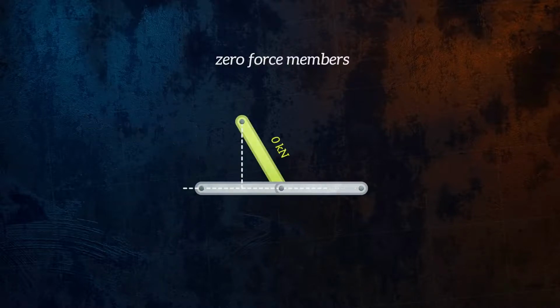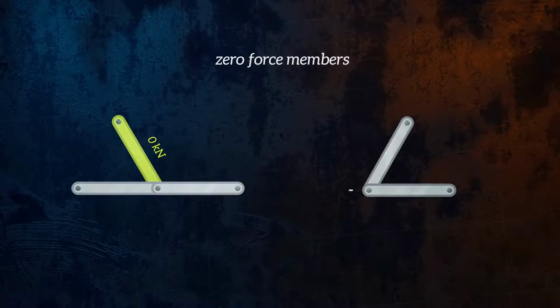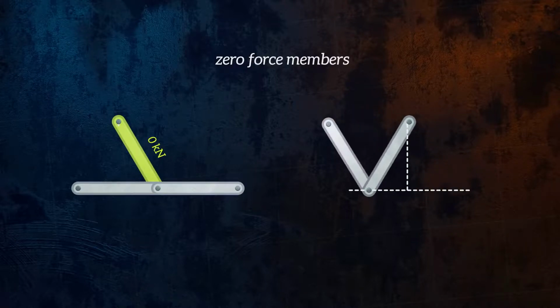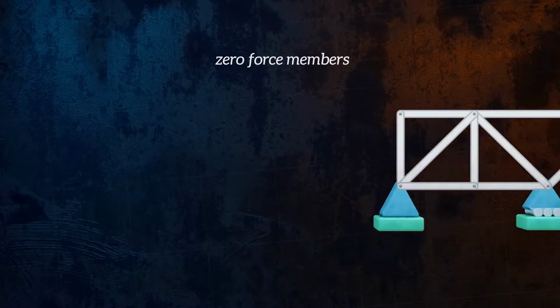The second configuration is when we have only two members connected at a joint, and the members are not aligned. Only one member has a component in the vertical direction, and so both must be zero force members. By the way, this is true regardless of how the members are oriented, because we can rotate the orientation of the coordinate system we are using to apply the equilibrium equations. These two configurations only contain zero force members if there are no external loads acting at the joints. If we have external loads, there will be components in the vertical direction, and so these will not be zero force members. Let's look at an example.